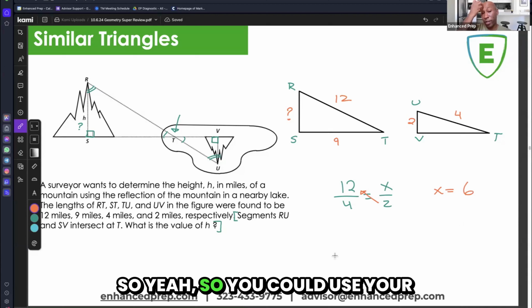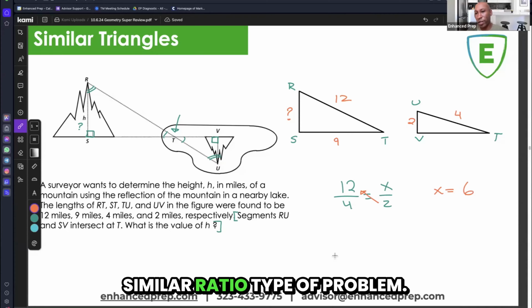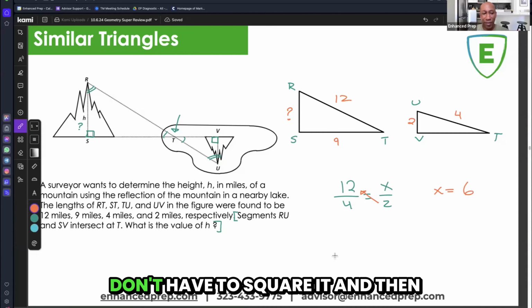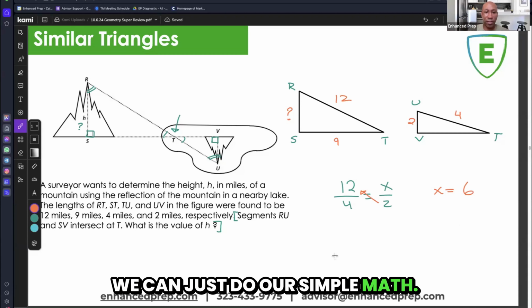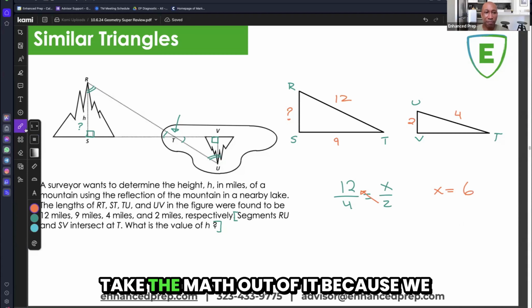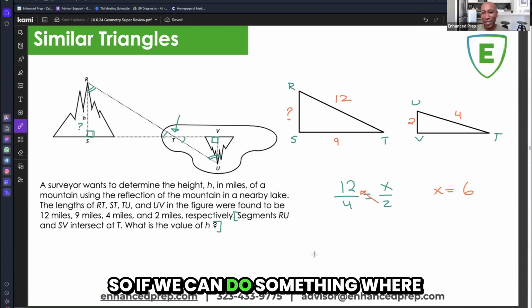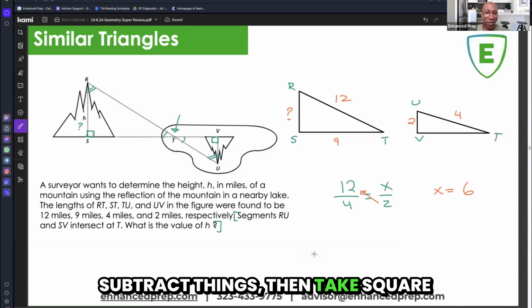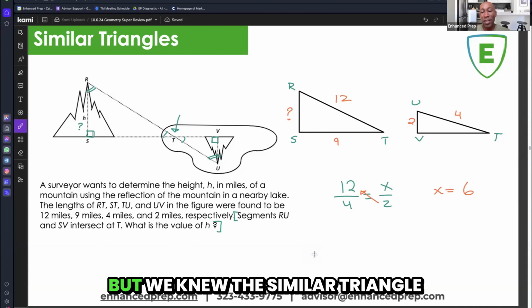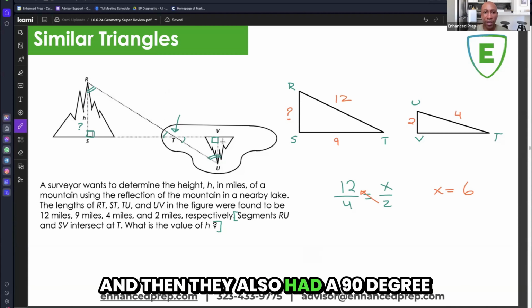I see. Okay. So yeah, you could use your quadratic as well, right? If you needed to for this type of question. But just understanding it's a similar ratio type of problem. This is fairly simple because you don't have to square it and then square that and do that quadratic stuff, right? We can just do our simple math. So whenever available, we try to take the math out of it, because we want to make sure that we are just solving it to get the most points. If we can do a quick proportional relationship compared to squaring different values, subtracting things, then taking square roots, it just makes it a little bit easier. But we knew the similar triangle problem because we had two triangles that shared a central angle or a vertical angle. And then they also had a 90-degree angle.